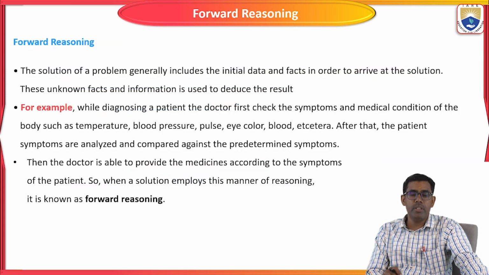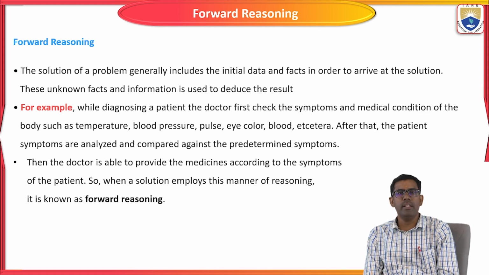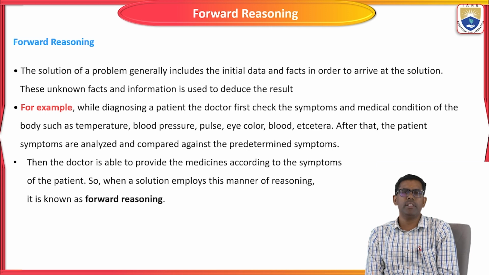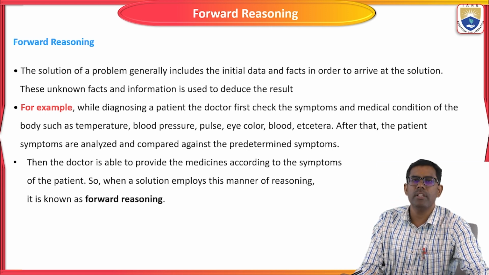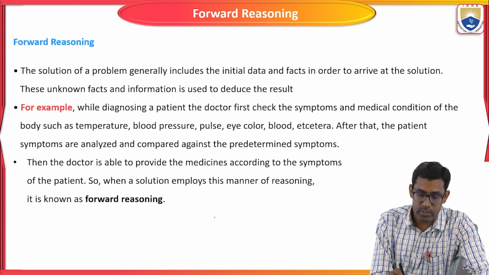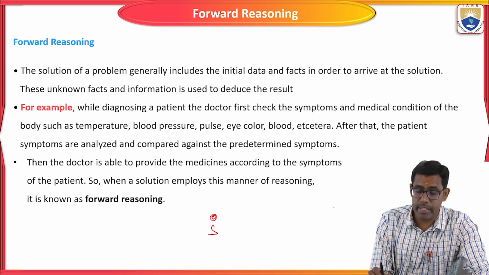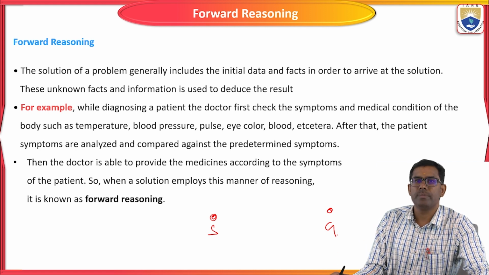Next we will move on to forward and backward reasoning. What is forward reasoning and what is backward reasoning in knowledge representation? First we will see what forward and backward reasoning are. For example, I'm going to give one problem statement. Take a starting state, and the goal state is some G.